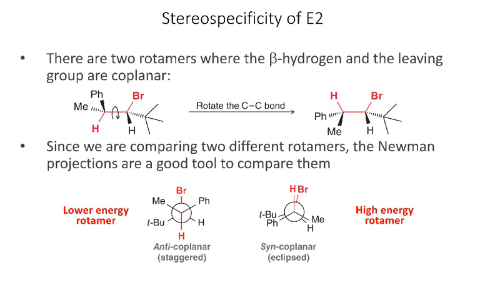Now, if we think about the stability of these two structures for the transition state, this one, if we look at the Newman projection, we would expect to be much lower in energy, or much more stable, than this configuration where the hydrogen and the bromine and all these other groups are eclipsed. So this is what drives the stereospecificity. We want the leaving group and the hydrogen to be in an anti-configuration as opposed to an eclipsed configuration.